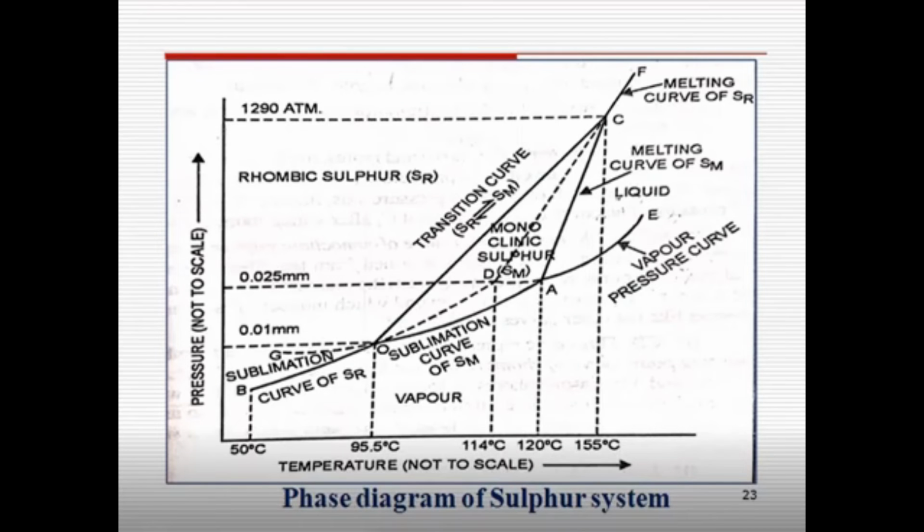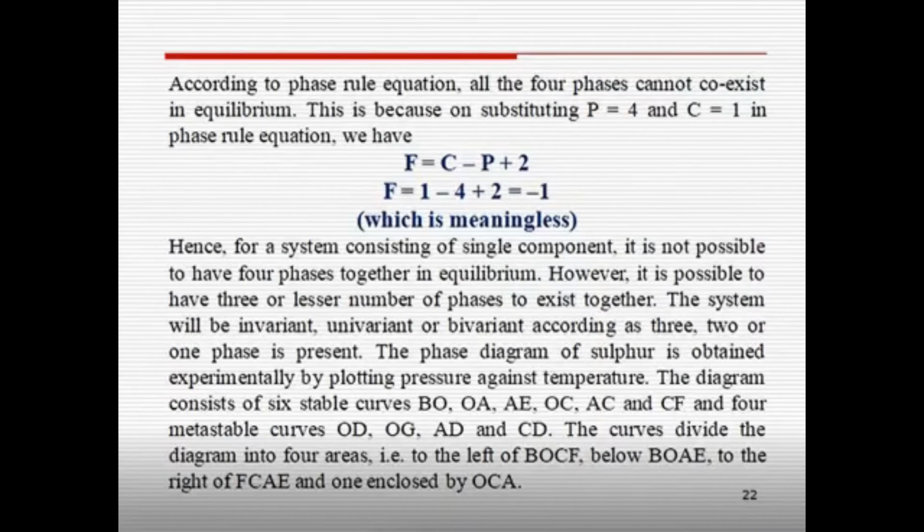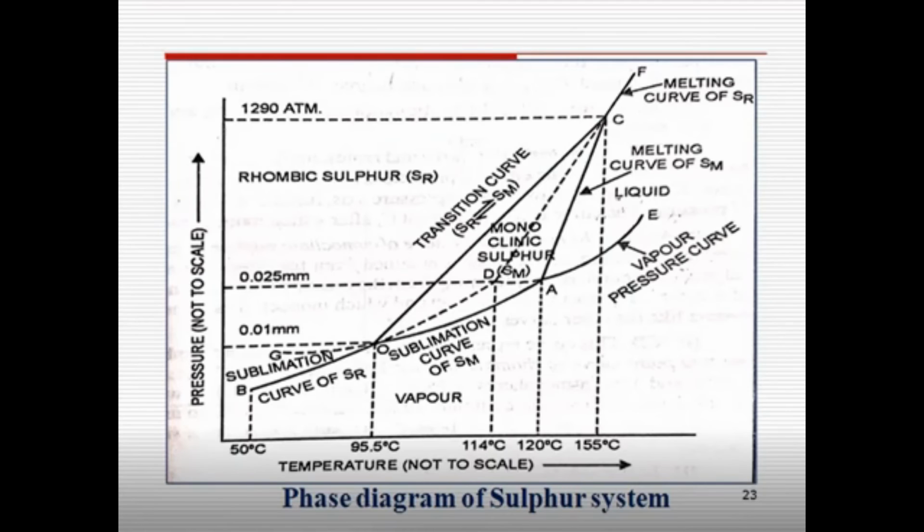We have 6 curves, and these divide the diagram into 4 areas. One below the curve BOAE, one to the left of curve BOCF, one to the right of curve FCAE, and one enclosed by AOC curve. So we will have 4 areas and 6 stable curves.